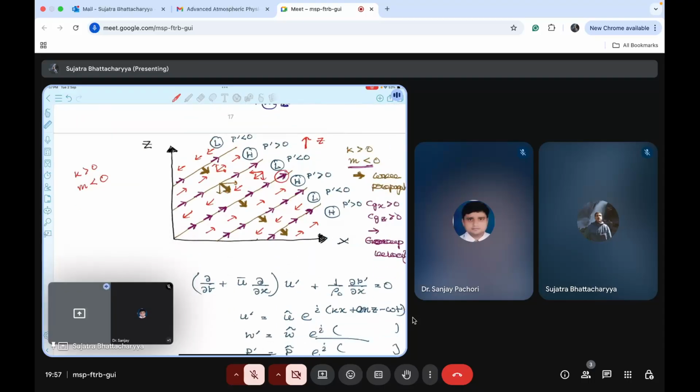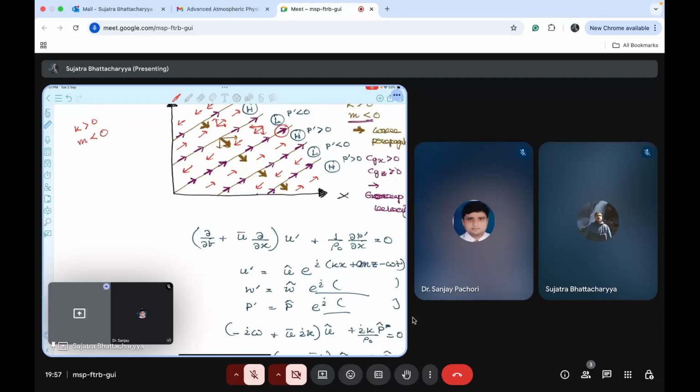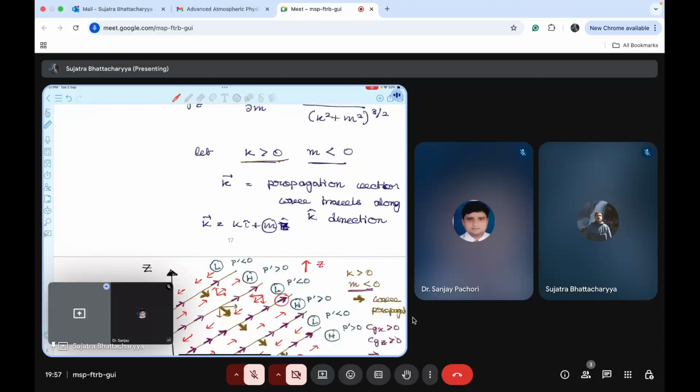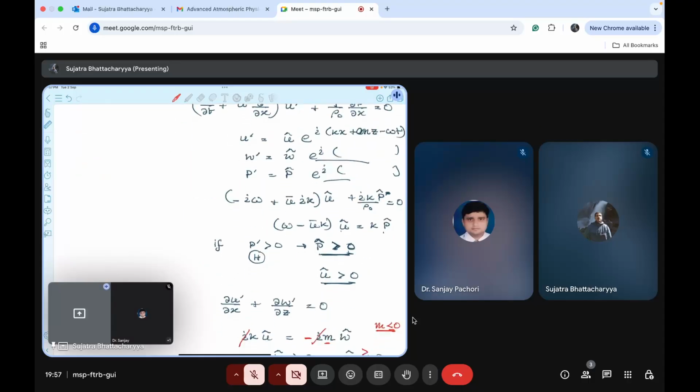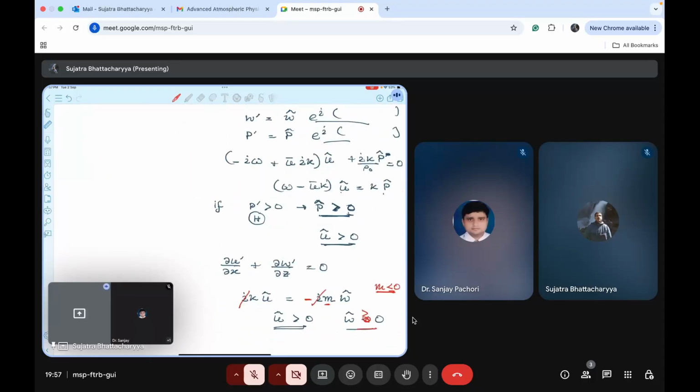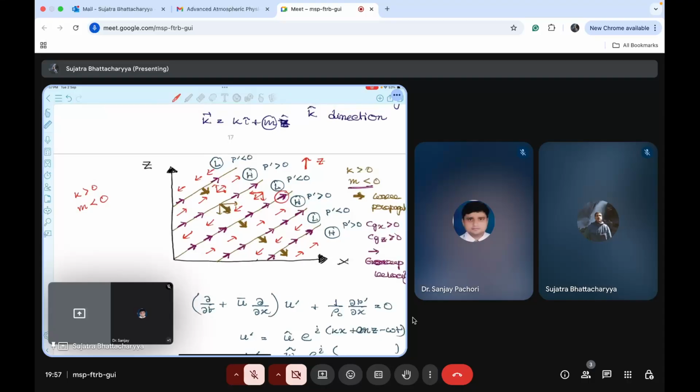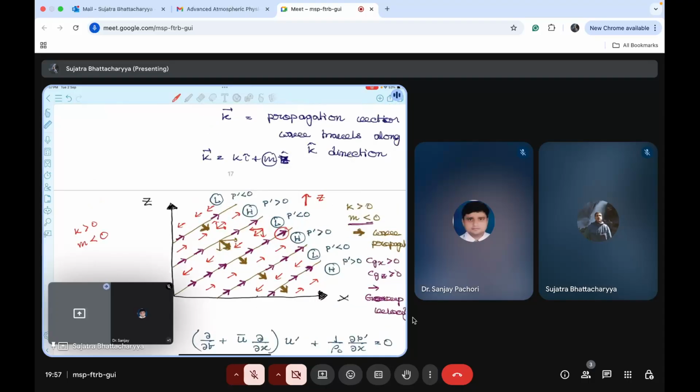So with this, I think I can end today's talk. It's a bit clumsy, a very big derivation, but ultimately, from whatever mathematics we have got, this is what the picture tells you. Just try to see if you have any doubt. You can ask me in the next session. So this is the complete picture of the internal gravity waves.